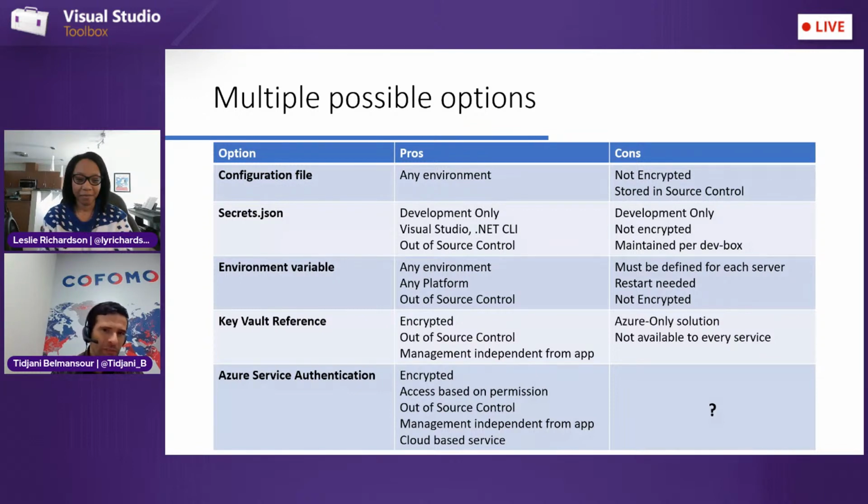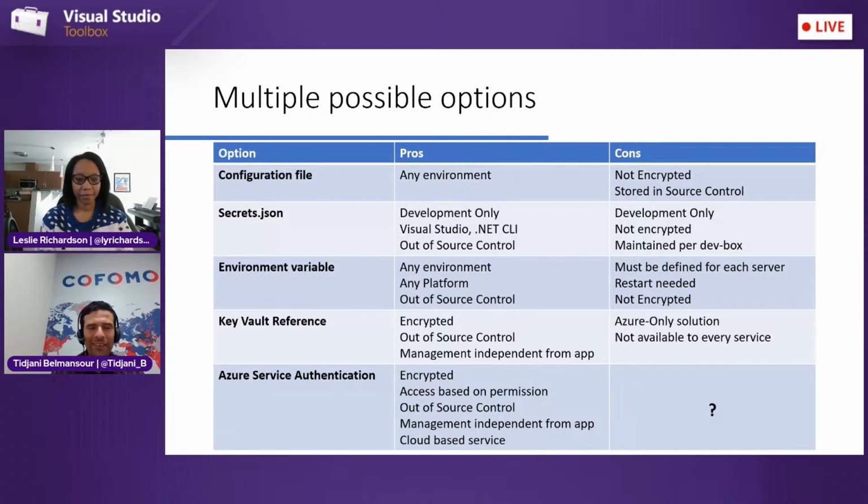Another option, secrets.json, has the pro of being development only. So you can keep your secrets only on your development machine. You can use it either in Visual Studio or the .NET CLI, so on virtually any code editor that you will use, including Visual Studio Code, for example. It also has the advantage of keeping secrets out of the source control. However, the inconvenience, which is also an advantage, is that it's development only.